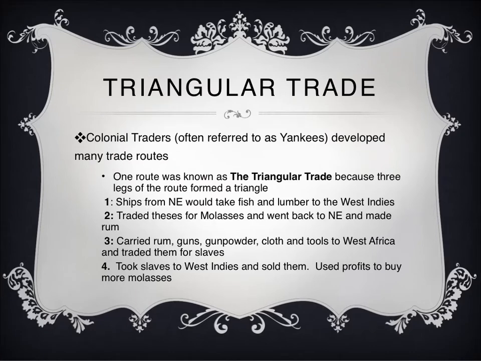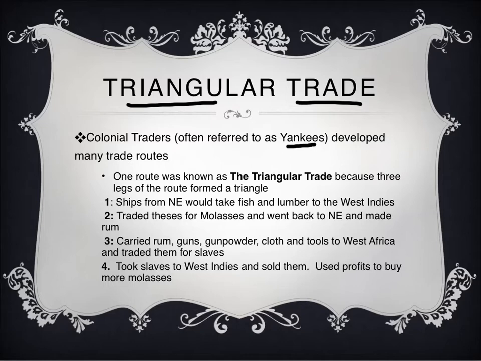All right, so now we need to talk about the triangular trade. I mentioned this briefly in the last lesson. We're going to get into it further today. Now, colonial traders, often referred to as Yankees, a term that applies to a clever guy who's going to make money, who always makes good deals. So these Yankee traders have figured out a way to make a lot of money, and unfortunately, it involves slaves. All right? Now, think of a triangle.